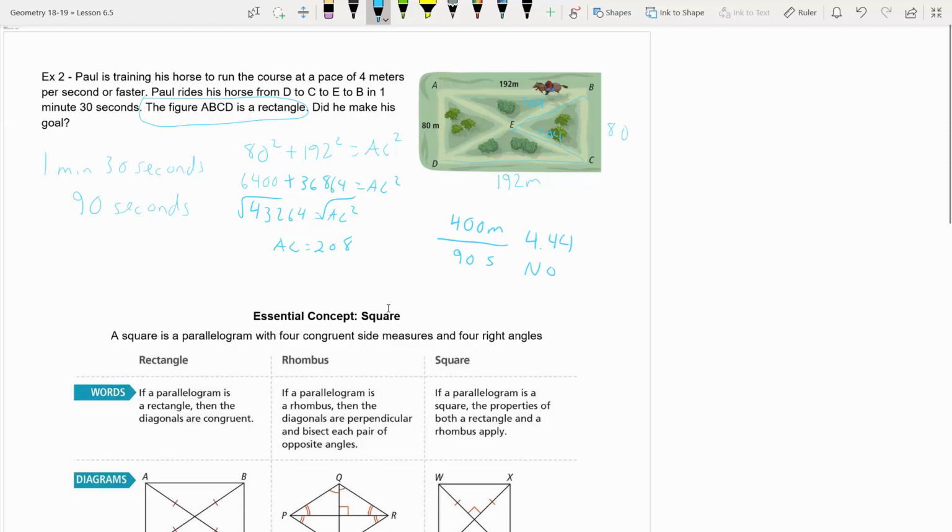Now the final one that we're going to look at is really simple because it's something you've dealt with many, many times. And it's really just a combination of everything. And that's the square. The square is a parallelogram with 4 congruent sides and 4 right angles. So it's a combination of the rectangle and the rhombus put together. And basically everything is true about it.